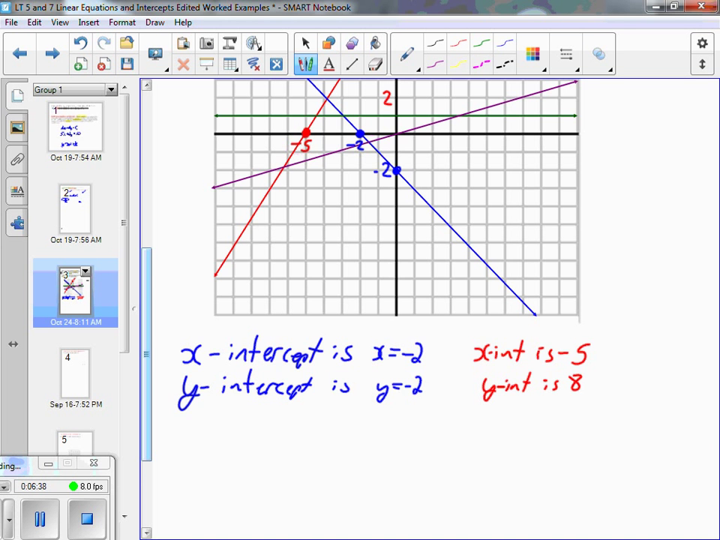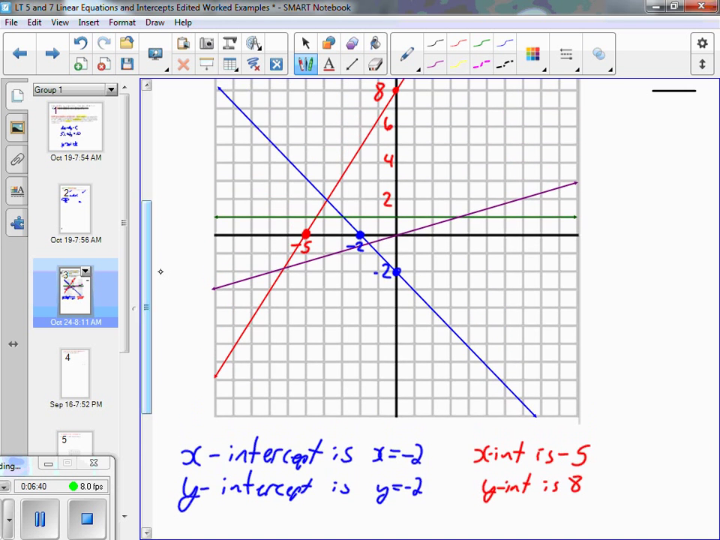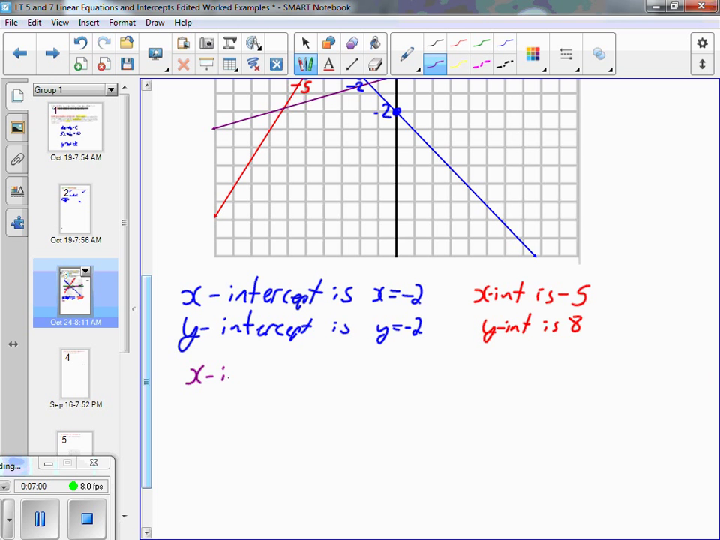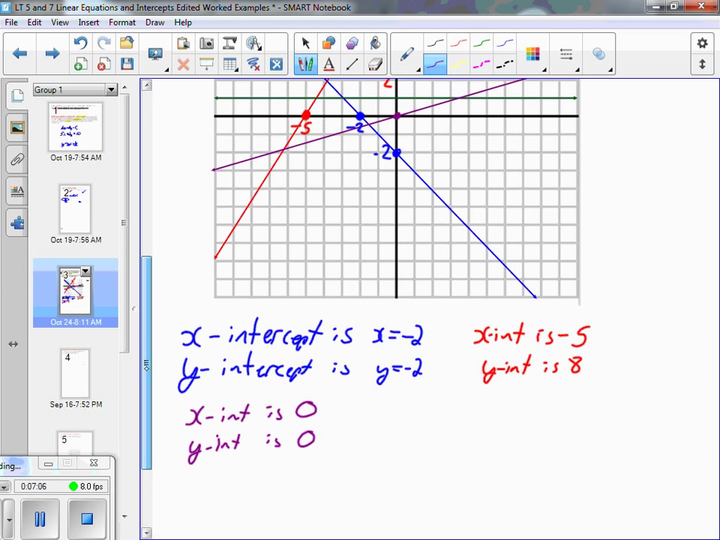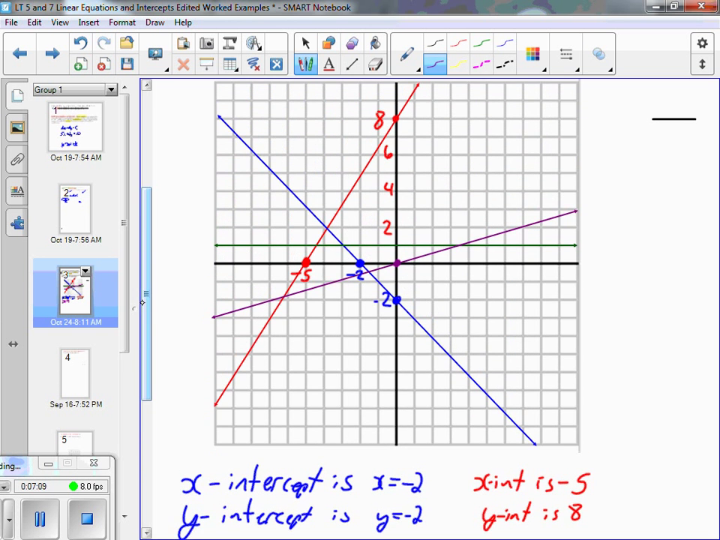All right, look at the purple one. For the purple one, what's its x-intercept? 0. What's its y-intercept? 0. Because that one point does both things, doesn't it? That's where it crosses the x-axis. That's where it crosses the y-axis. So the x-intercept is 0. The y-intercept is 0.